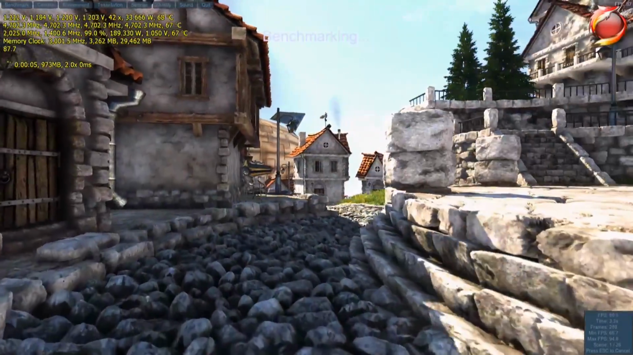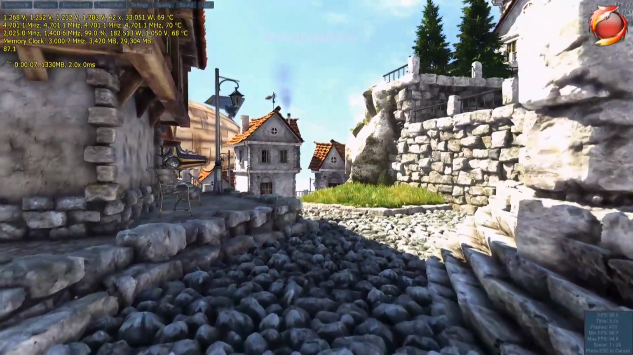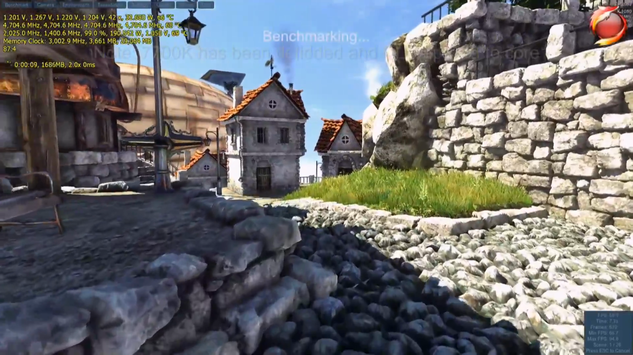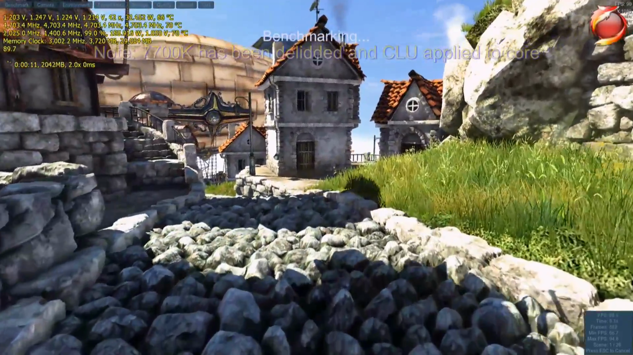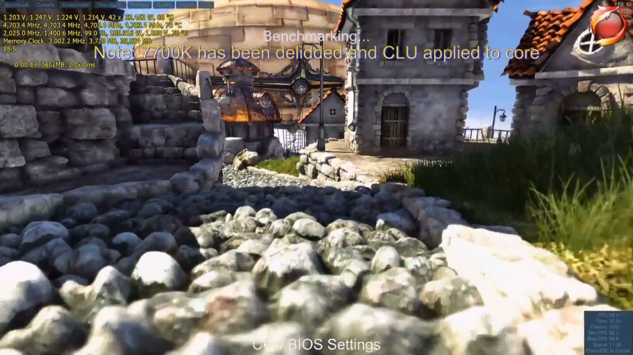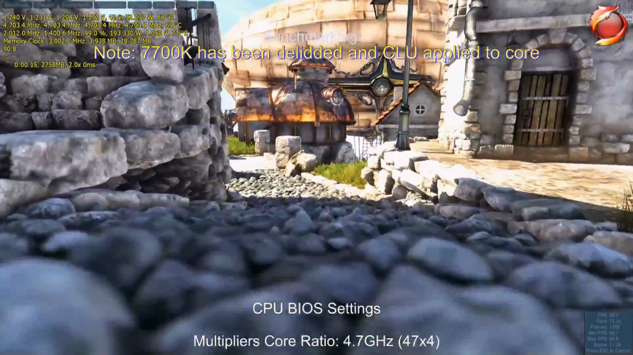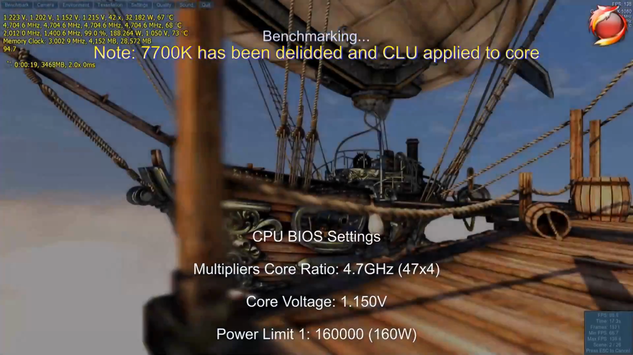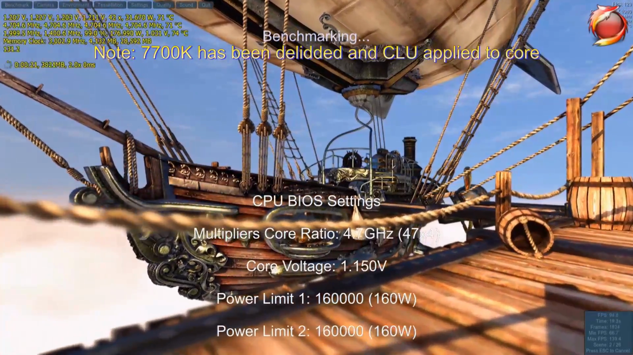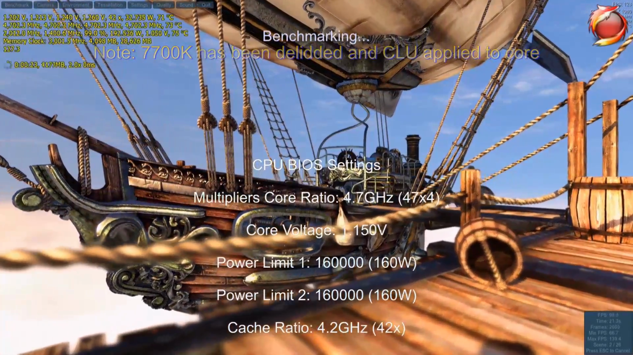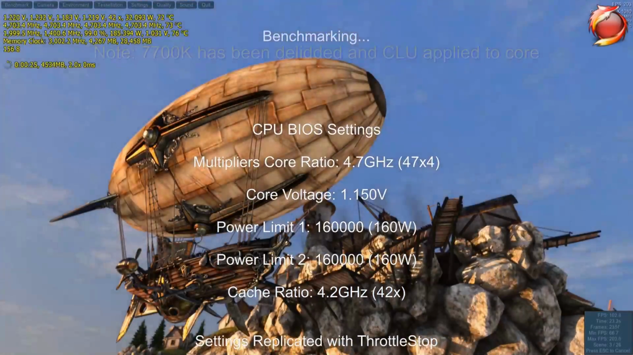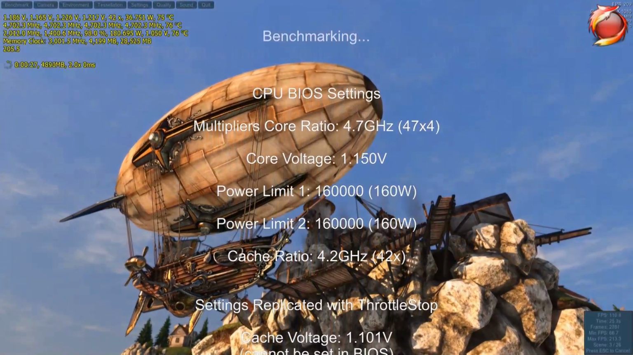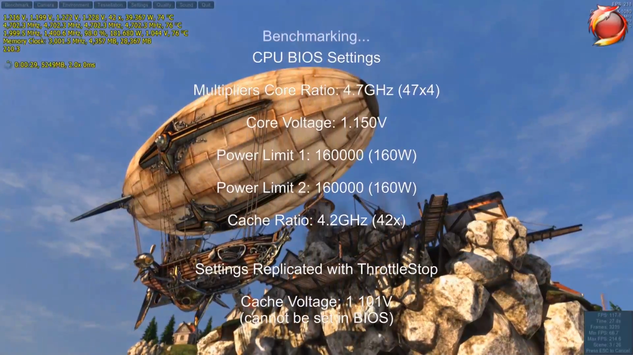So to do all this thermal testing, I ran a number of different benchmarks. Throughout all the benchmarks that I've done for this test, the CPU is set at 4.7 gigahertz. That's with core voltage set at 1.15 volts. Cache is locked at 4.2 gigahertz with 1.101 volts on cache. Power limits 1 and 2 are set to 160 watts.